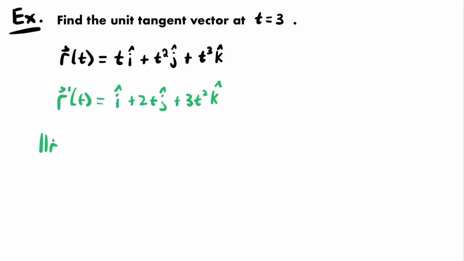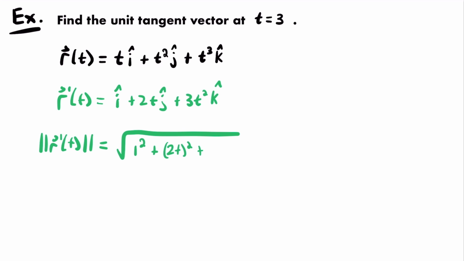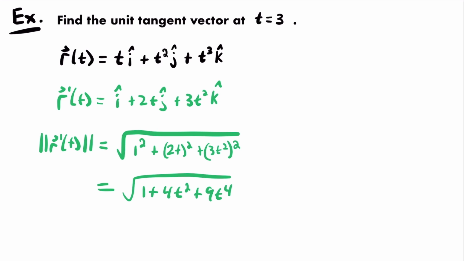Now let's find the magnitude of that vector. We'll take the magnitude of r prime of t, and that will look like this. We'll take the square root of the sum of the components squared. So we have 1 squared plus 2t squared plus 3t squared squared. All right, and then simplifying, we get the square root of 1 plus 4t squared plus 9t to the power of 4.